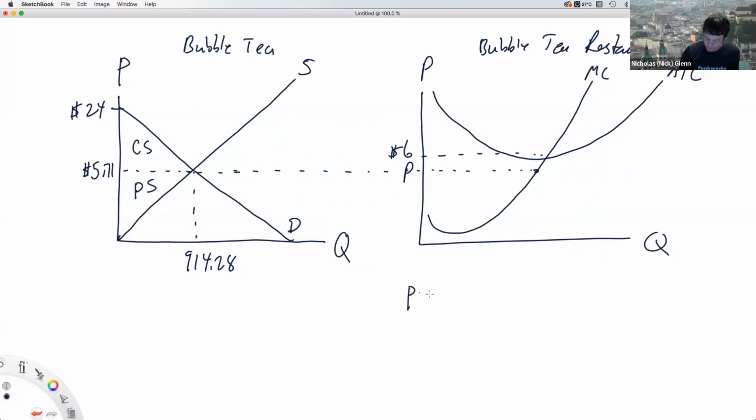Remember our price here, where firms are producing. Remember, firms in perfect competition take the price as given. That's our marginal revenue. They're going to produce until marginal revenue is equal to marginal cost. So they're going to produce right here. What's going on here? Well, remember the price is $5.71. So that means producing each bubble tea costs more than the actual revenue they're going to generate. And so some of these firms are going to exit the market as a result of this.